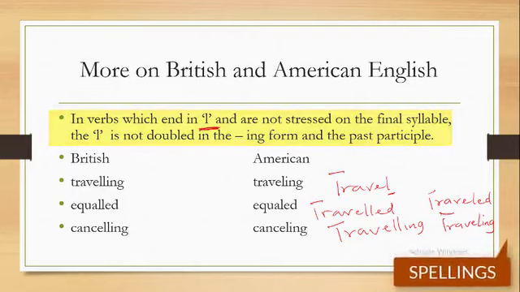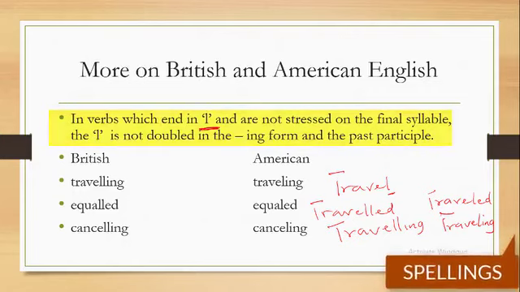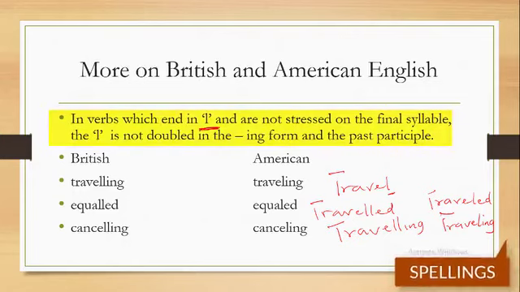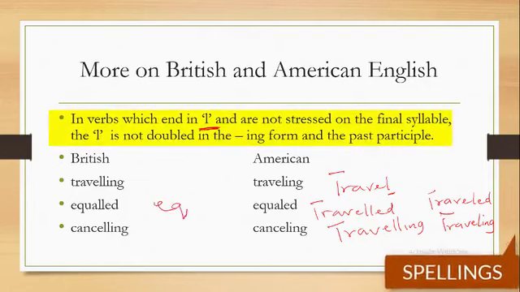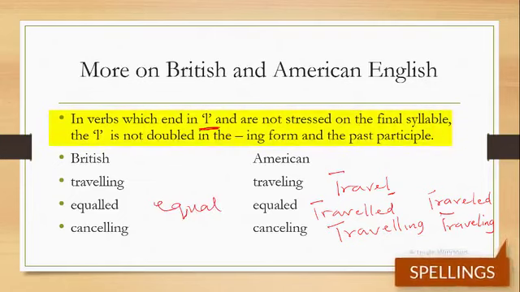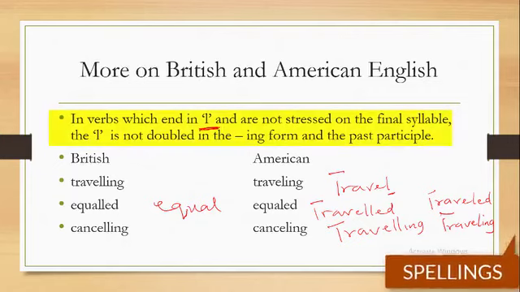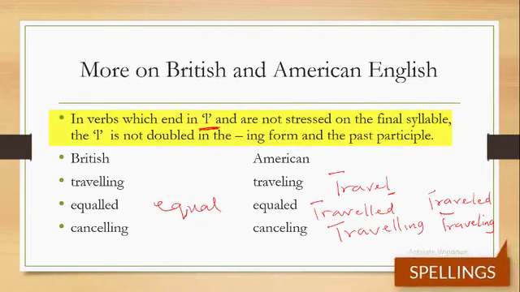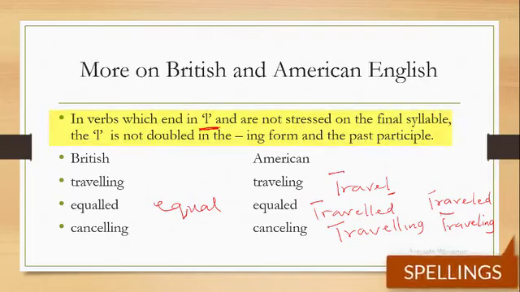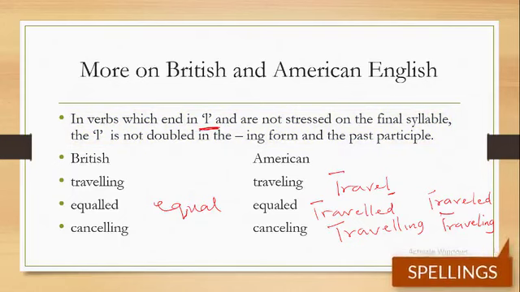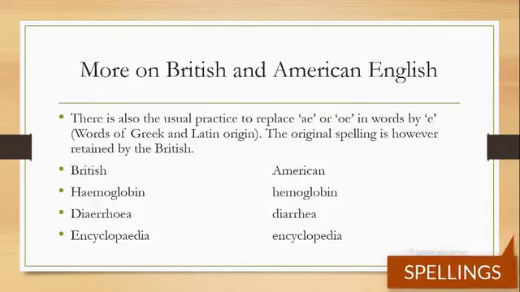We even have it in the word equal. So when you take it to the past tense, equalled, and the present continuous tense is equalling. But we don't have a word like that, so let's not dwell much on that. Then we have cancelling. In British English, double L. In American English, single L.